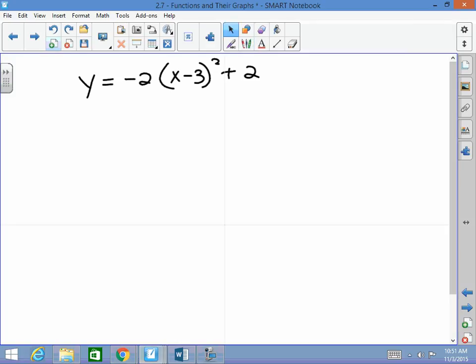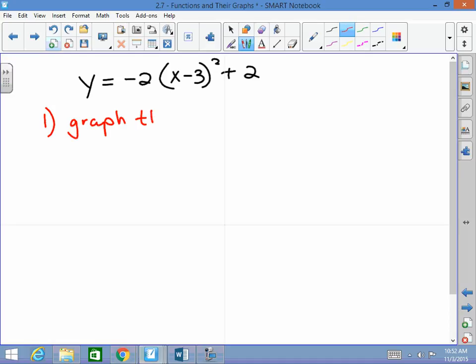A lot of people will just start plugging in numbers and it's going to take forever. Maybe you get the U shape, maybe you don't. You get frustrated. You mess up on one negative, you're out of luck, it's all wrong. All your time and effort has been thrown away. So I'm going to show you 2 ways today. You can first off graph the parent.